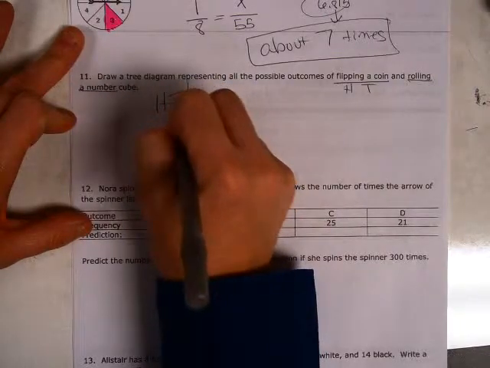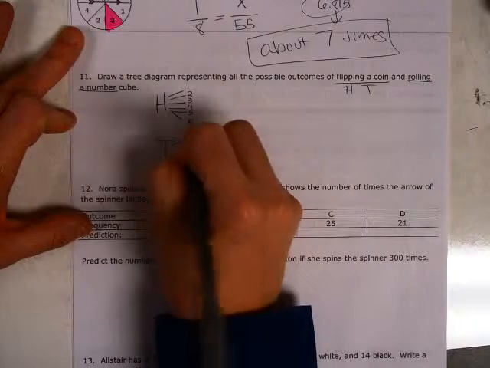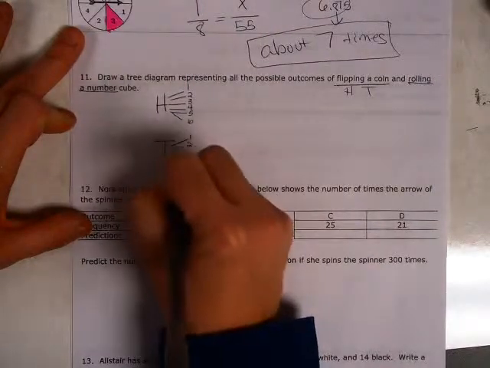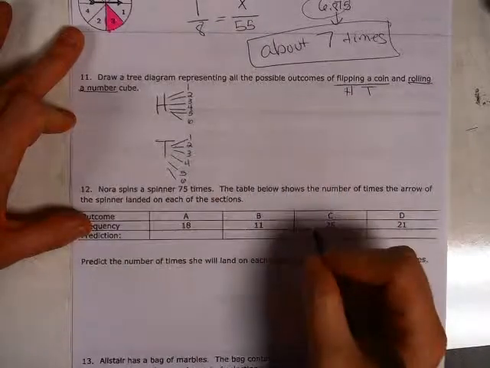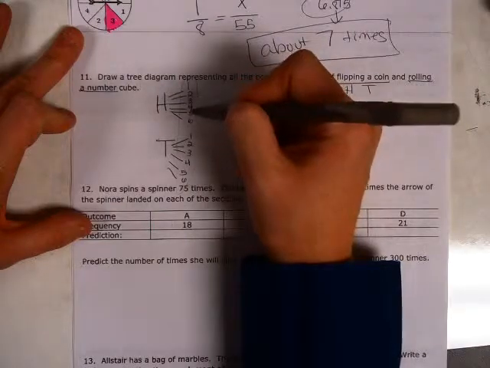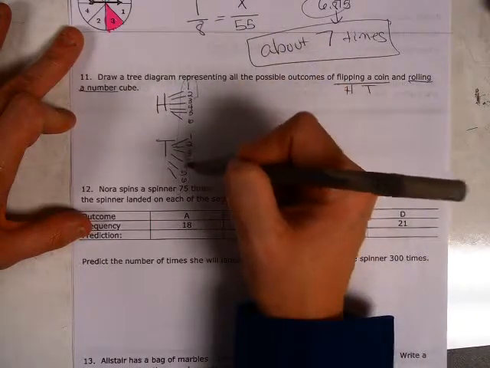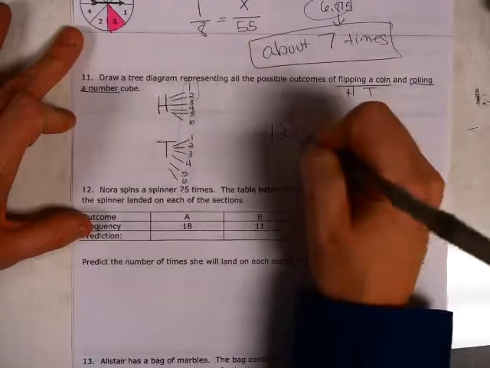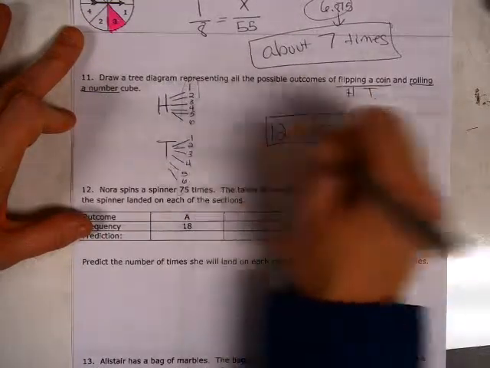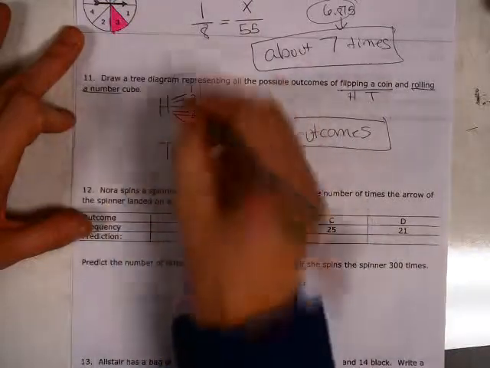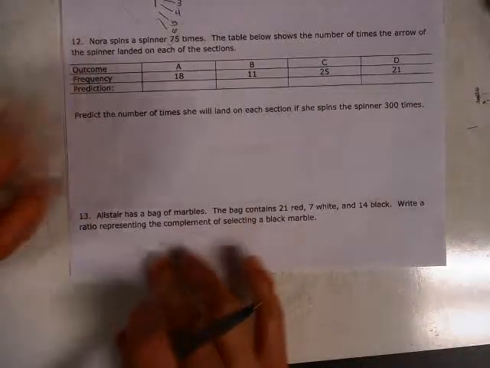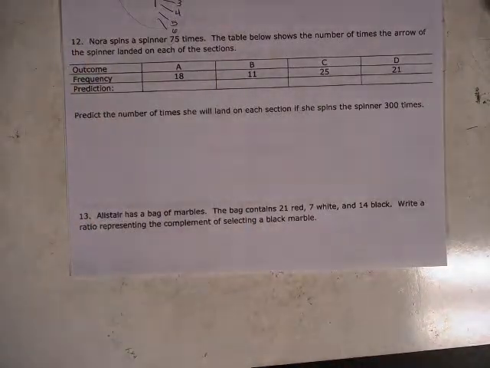All if we had heads. But what if we had tails? We could have a 1, a 2, a 3, a 4, a 5, and a 6. So count up how many you have. You have 1, 2, 3, 4, 5, 6, 7, 8, 9, 10, 11, 12. 12 possible outcomes. But most importantly, it wants the tree diagram. So it wants this more than that. But there you go.